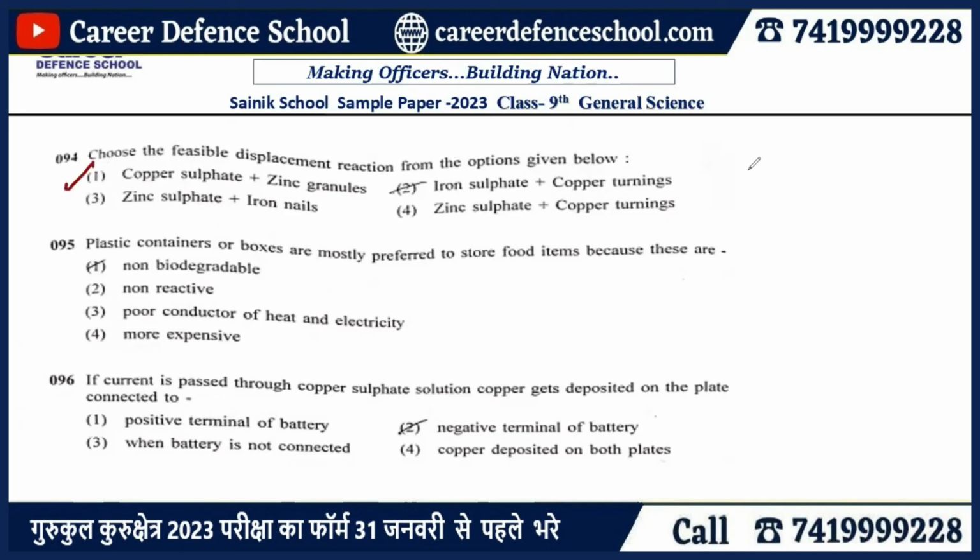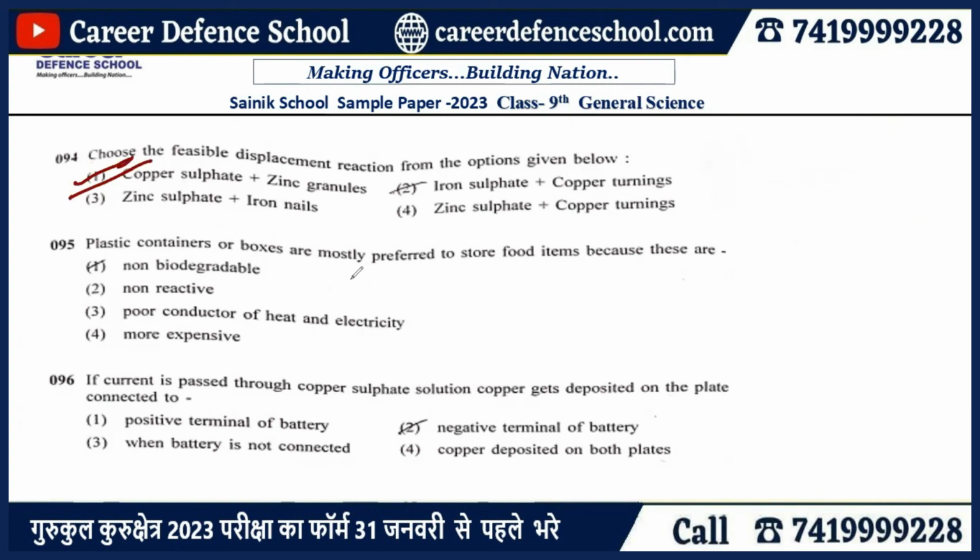Okay. That is copper sulfate plus zinc granules gives zinc sulfate plus copper. Okay. So copper is displaced by the zinc in this reaction. So option number 1, that's the correct answer. Okay.